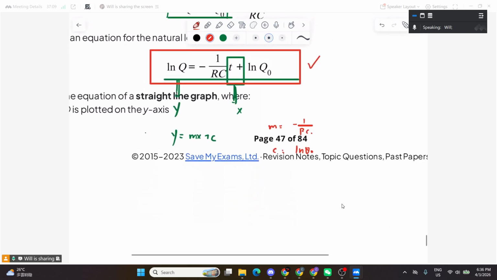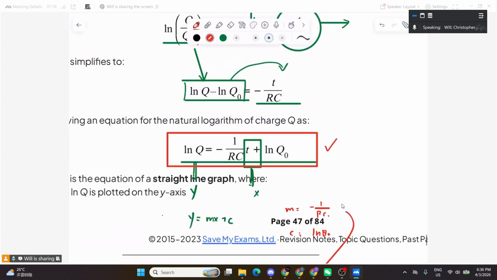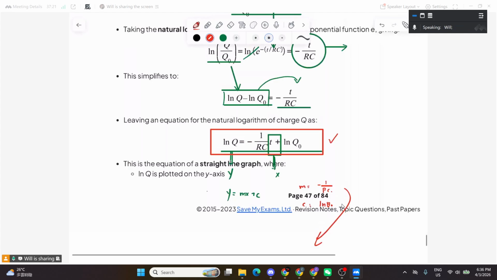So we can use the graph to find the gradient and to find the intercept with the y-axis. So with this formula we transfer the exponential decay equation into the log equation. Why do we use the log equation? Because we want to find the straight line graph, and use the straight line graph to find the RC and to find the initial value.